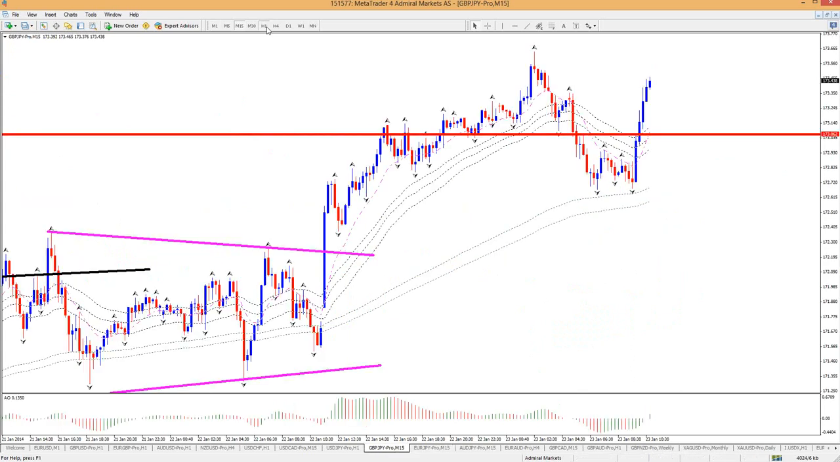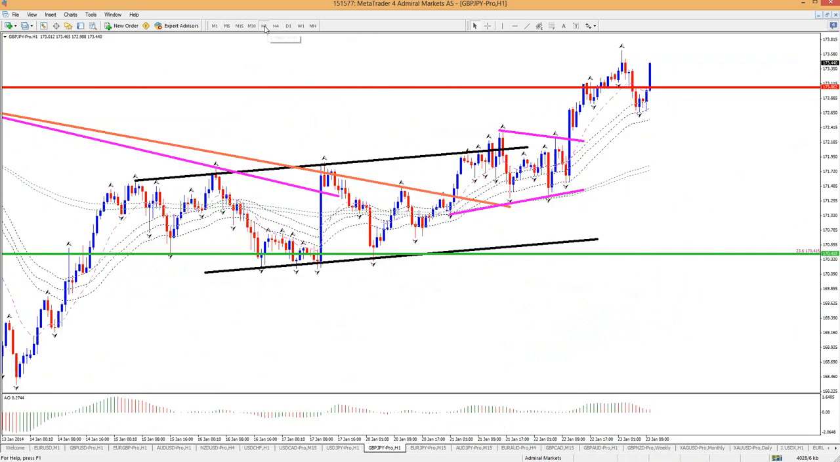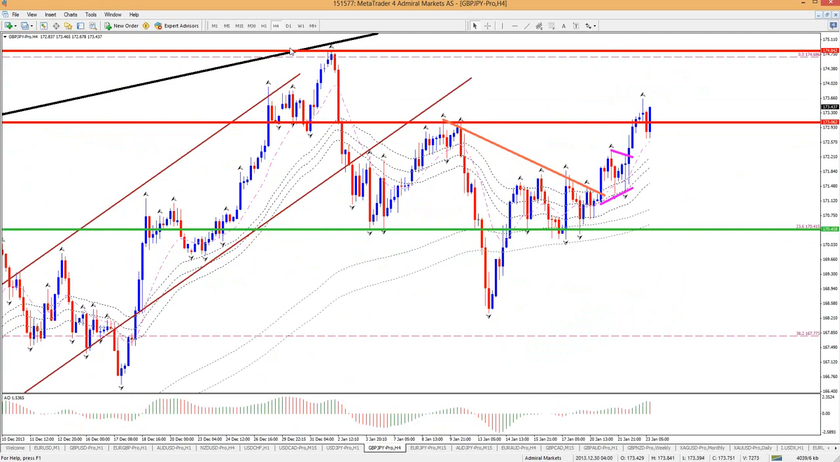Pound yen, let's take a look at that. Let's see, we had a break of this magenta triangle as well after we broke this orange line. The target was the red one, but we actually stopped there, pulled back and then continued, made another pullback and continuing again. Next resistance is 174.84. That's still pretty far from here.